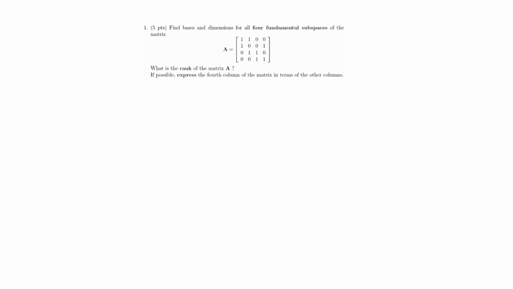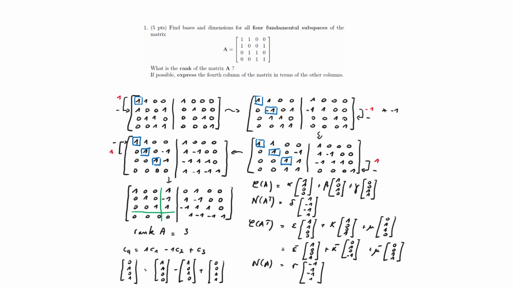Here you have to find the basis and dimensions of all fundamental subspaces of the matrix A that is shown. You have to compute the rank of this matrix and then express the 4th column of the matrix in terms of the other columns. As usual, try to solve this exercise by yourself and look at the solution afterwards.